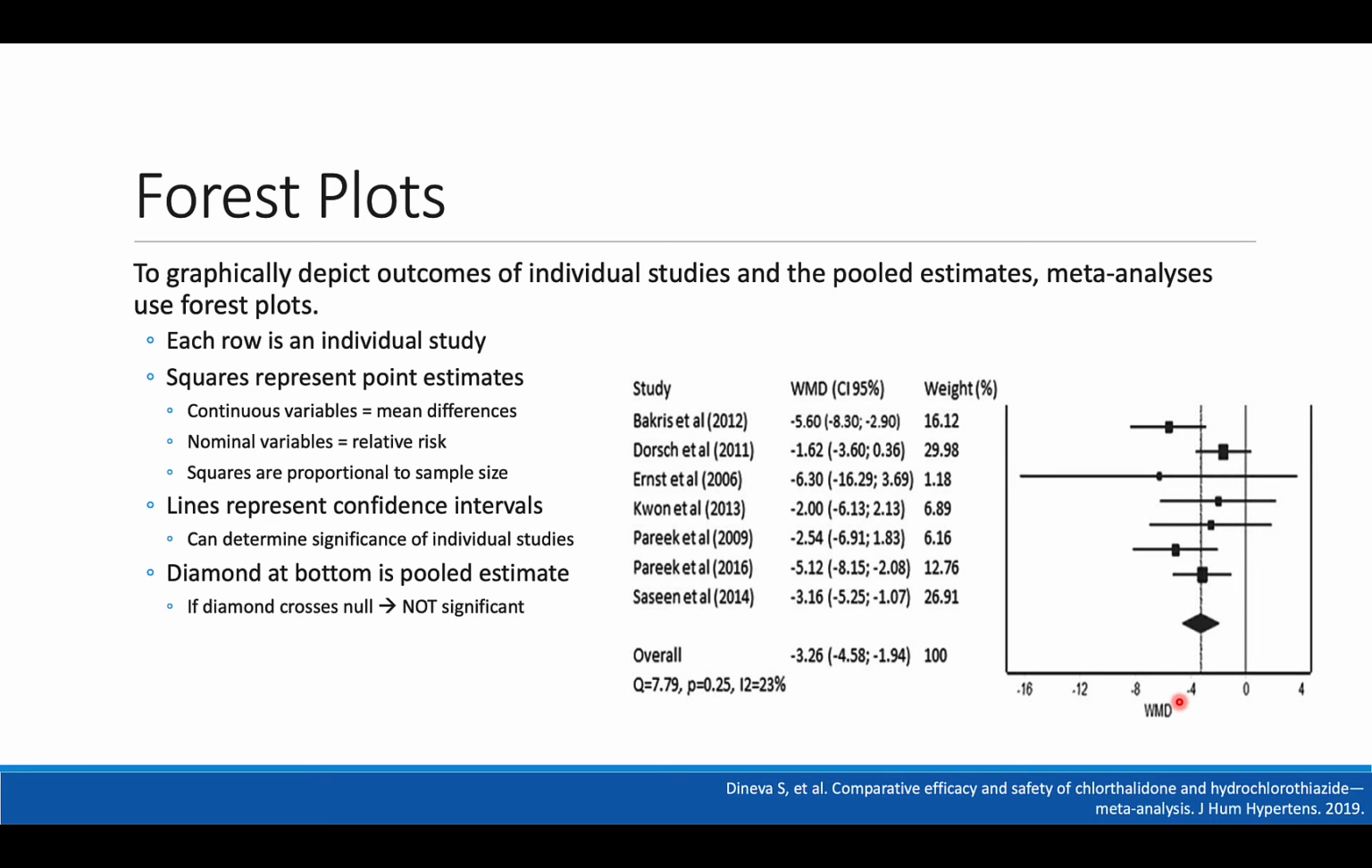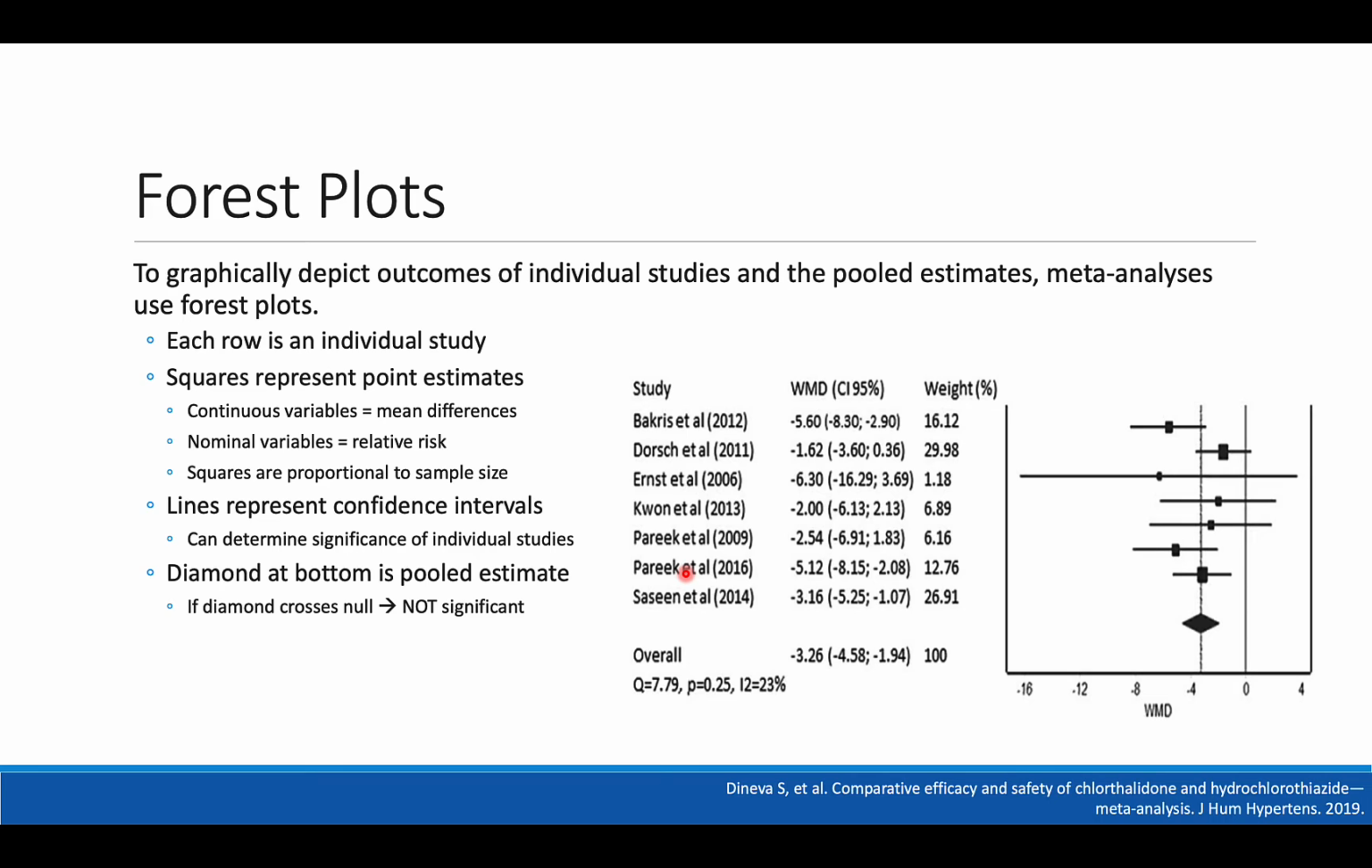Meta-analyses have a couple of unique ways of presenting data to show how different studies weigh into the overall analysis. And this type of graphic here is called a forest plot. Forest plots are used to graphically depict outcomes of individual studies which show both the pooled estimates and the 95% confidence intervals. So this is an example of a forest plot for a particular blood pressure study which I just pulled off of PubMed. Each row in this forest plot represents a different study.